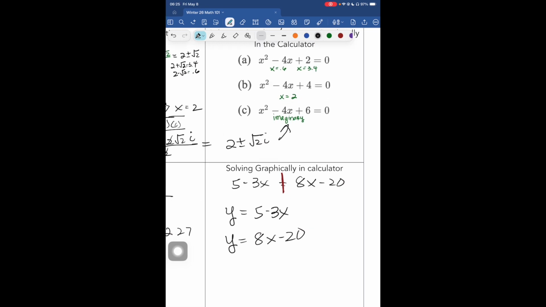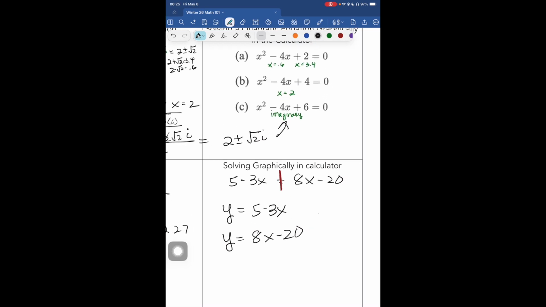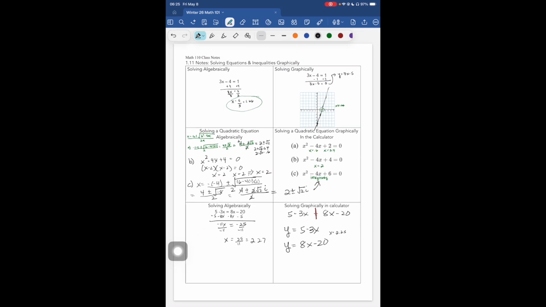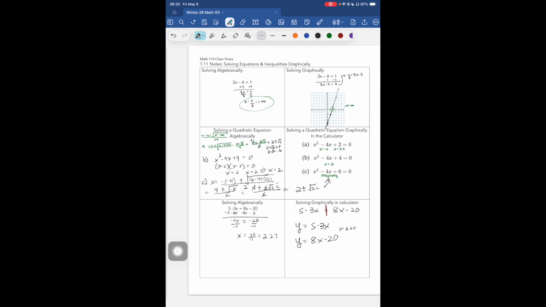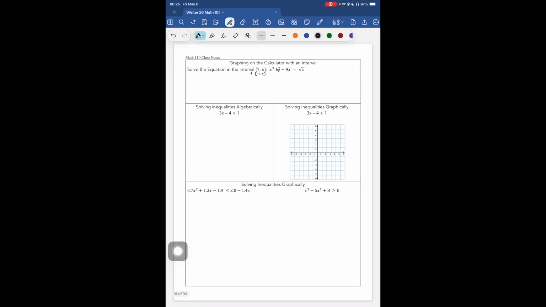And then again, where did it cross? It crossed about 2.25. So we are very, very close. And again, that's how you solve it graphically for an equation that has an x on both sides of the equation. Okay, next page. Here we go.